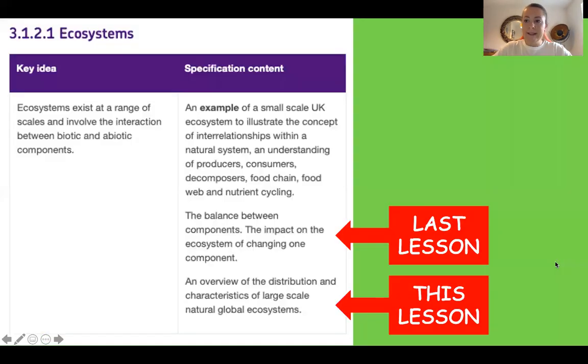Linking to the spec, we're on the first few lessons of our second topic now, section B. We're looking at the living world and we're starting off with ecosystems. Last lesson, we looked at balancing an ecosystem and looked at Witton Park in a bit more detail. And this lesson, we're now looking at large scale ecosystems, so global ecosystems around the world.